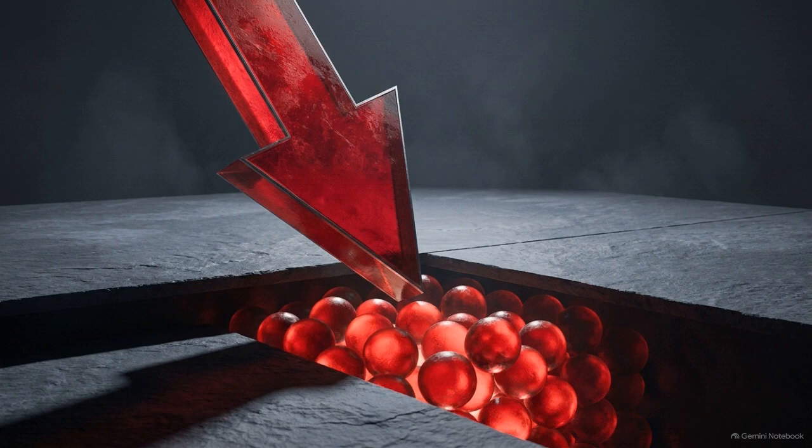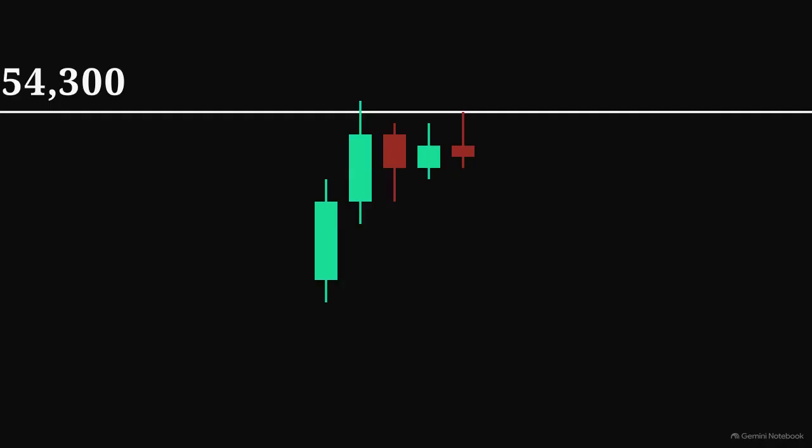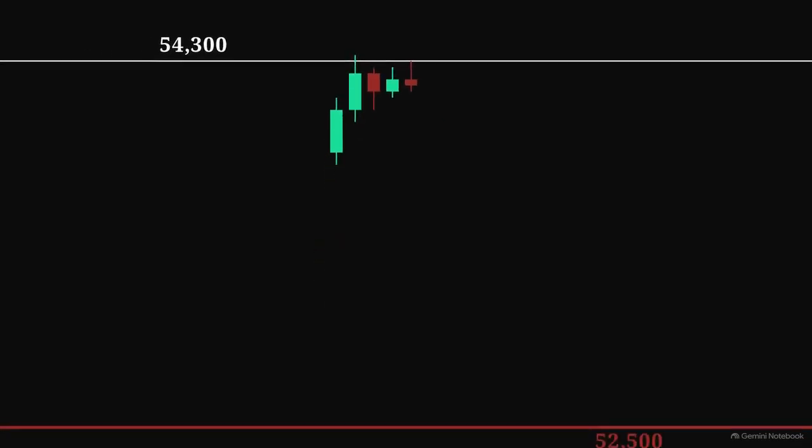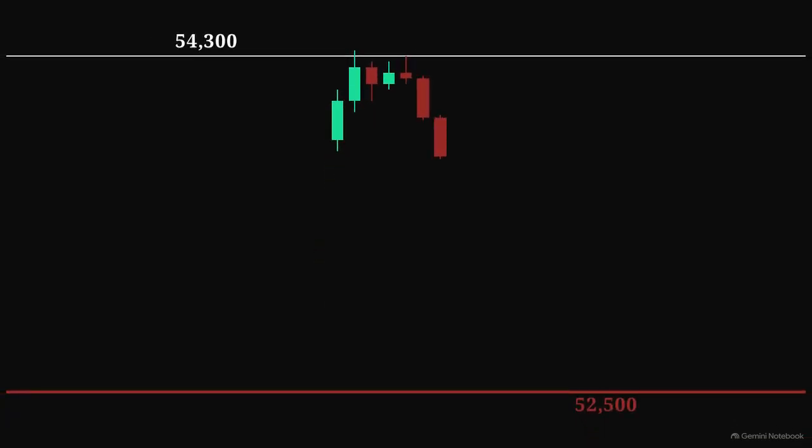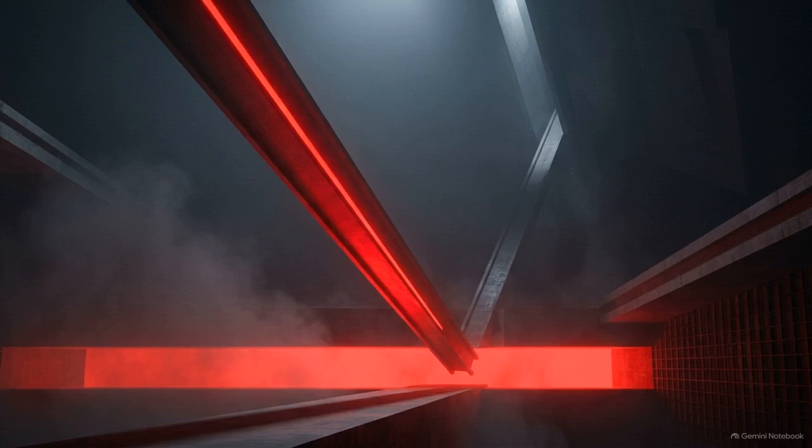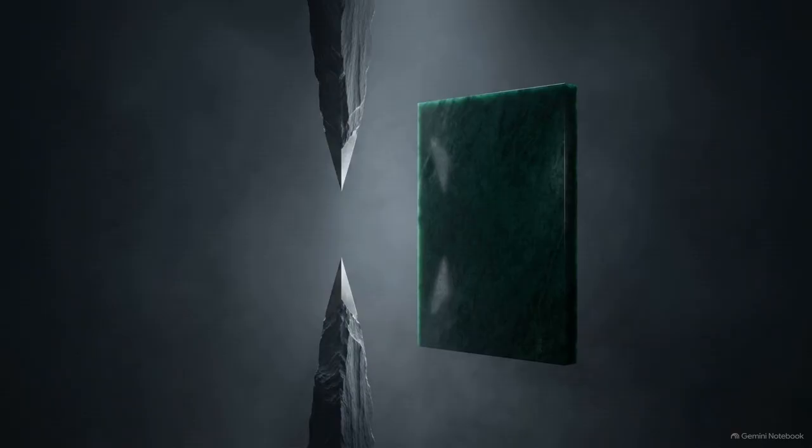Once the institutional position is built, the market targets the opposite liquidity pool as a high-probability take-profit objective. This phase is known as the hunt. We see the result of the hunt here as a violent price drop, descending from the 54,300 level toward the resting liquidity at 52,500.